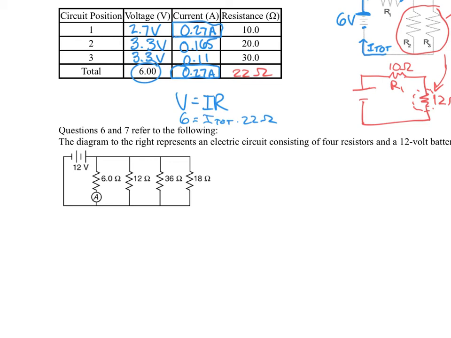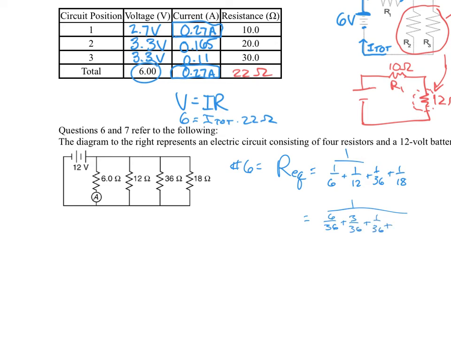So number 6 is to get the equivalent resistance, and that would just be 1 over, and then you just list each one. 1 over 6 plus 1 over 12 plus 1 over 36 plus 1 over 18. And it looks like they were nice to us and they had a common denominator of 36. I still need to do the 1 over. So this is the same thing as 1 over 6/36 plus 3/36 plus 1/36 plus 2/36.